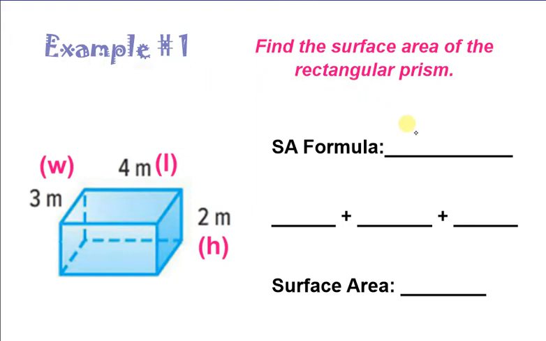Okay? So for our first example, we're going to write down the formula. Surface area equals 2LW plus 2LH plus 2WH. And I'm going to show you the way that I want you to show your work. It's very simple. Three lines with plus signs in between. Okay? So first, I want you to take your calculator, and you're going to do this in one straight line.